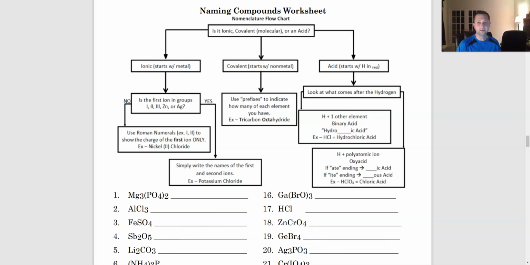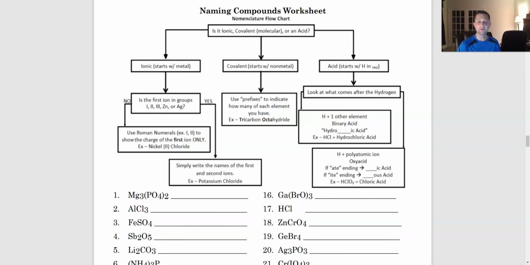What we're going to do right now is take a look at how we name ionic, covalent, and acidic substances. This is the last part of our nomenclature unit, and we want to look at each of the three categories of substances we've dealt with so far. Again, ionic, covalent, and acidic. And how do we name each of those three types?